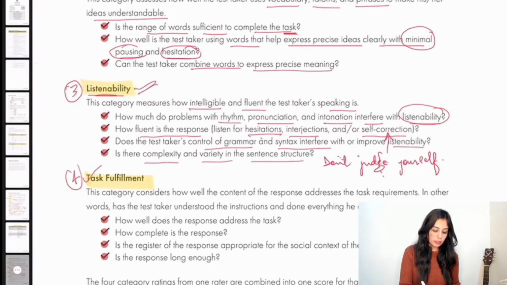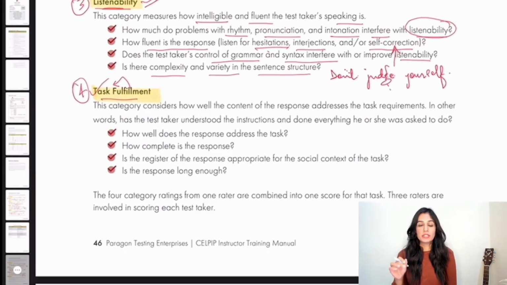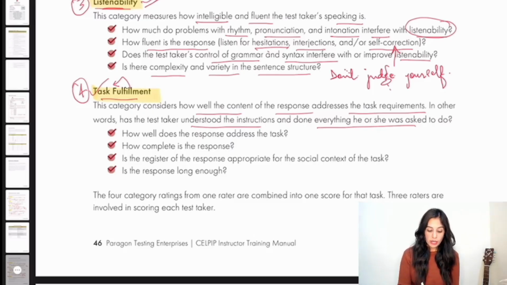The fourth one is task fulfillment. As the name suggests, it checks whether or not you're fulfilling the task at hand, which means the examiner will check whether you're answering the question at hand or not. So this category considers how well the content of the response addresses the task requirements. Have you understood the instructions and have you answered the question that was asked to you? You have to check, or the evaluator checks, how well does the response address the task.